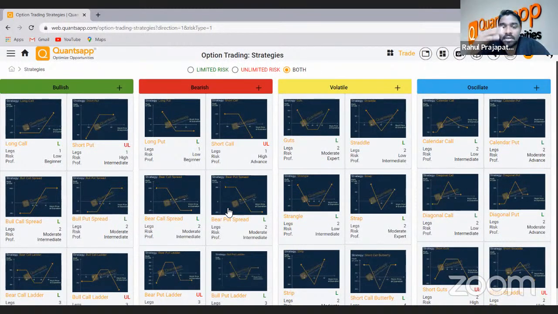The third view is volatility. That means we are anticipating there will be a huge movement coming up in the market, or probably some event is there. So those are the volatile strategies. And then we have something called oscillate. That means the market is oscillating in a range. We are anticipating that the stock might be trading in this range only. So these are the 4 views, and these are some of the defined strategies that we have.